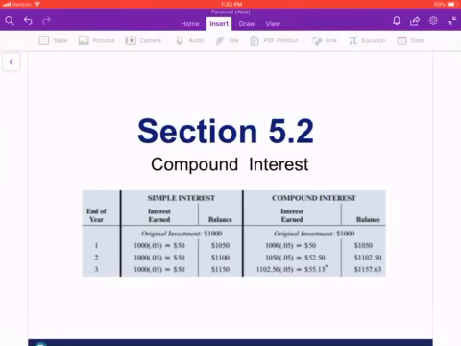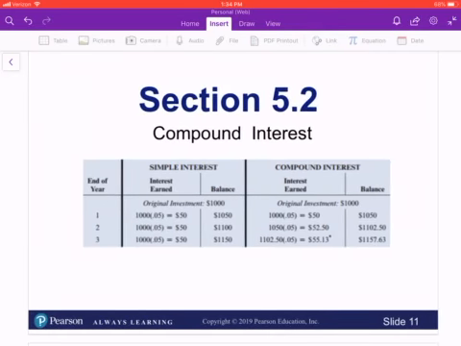This video will cover section 5.2 of the class Math 1324. The title of this section is Compound Interest and is the second section of chapter 5, which is dedicated to finance or formulas that are used in finance.